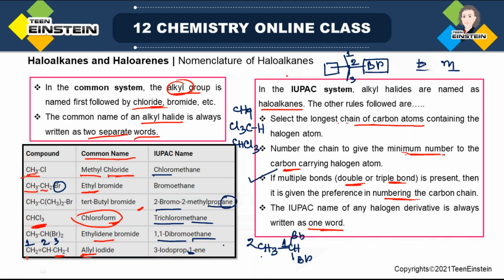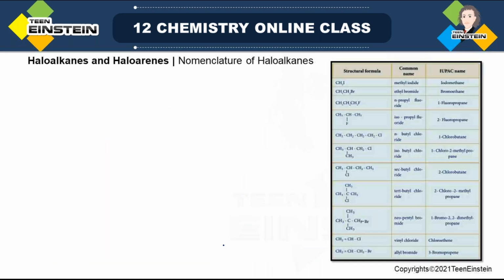Okay. So in this way, here we have a total of 6 compounds, and we have seen both common names as well as IUPAC names for all these same molecules, so that you can understand the difference between these two. Fine. So is there any doubt in this particular table? No, ma'am. Okay. Next we'll see some more examples under nomenclature of haloalkanes.